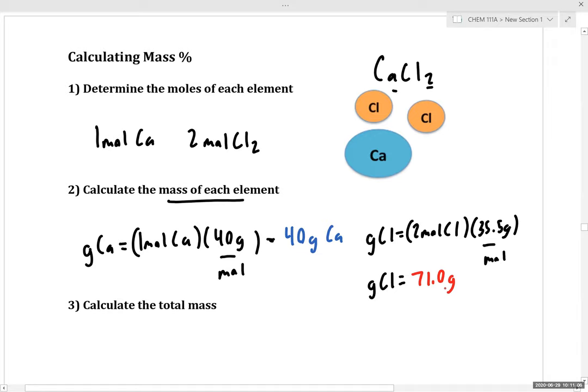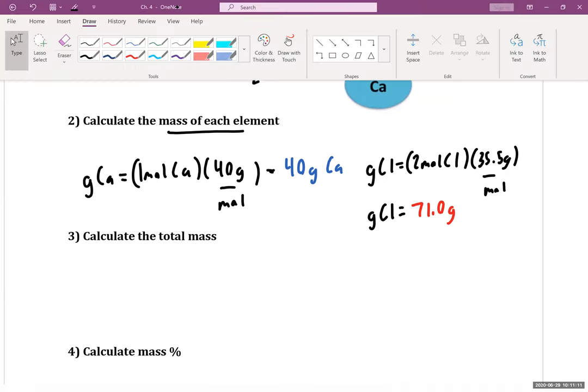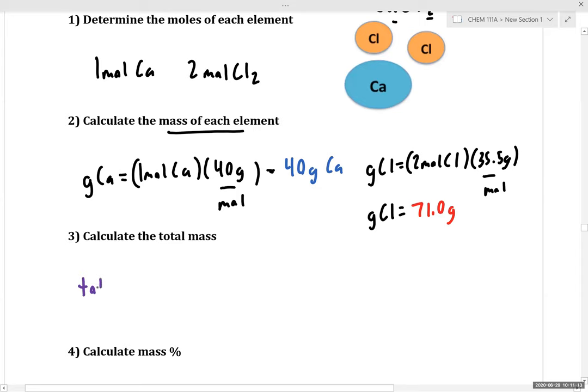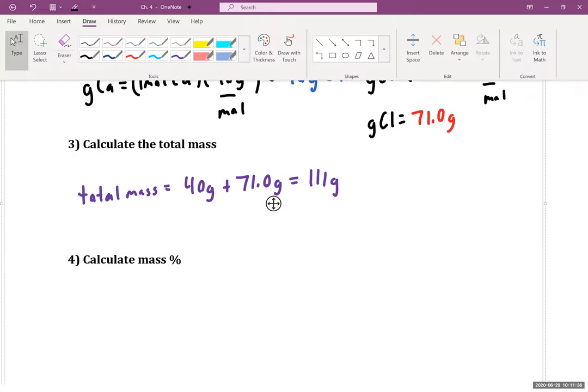Wonderful. Okay, now we can calculate the total mass. So for our total mass, we're going to add the mass of calcium, which is 40 grams, plus the mass of chlorine, which is 71.0 grams. And that in turn gives us 111 grams total. Now we have all the information we need to calculate the mass percentage of each element.